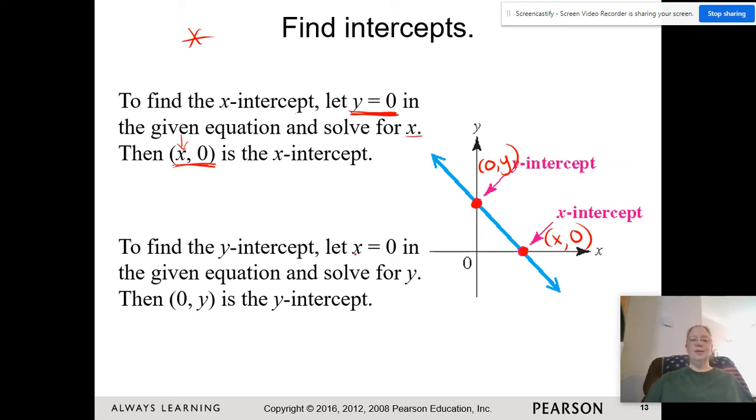To find the y-intercept, we do the exact opposite. This time we plug in x equals 0, solve for y, and it's going to look like this.